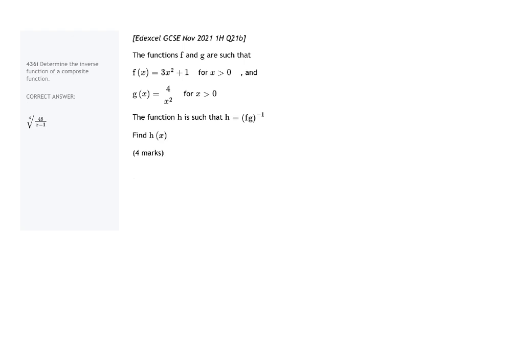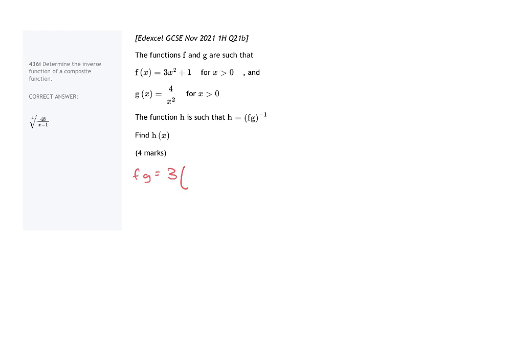Well, we're going to write f of g equals 3, and instead of x, I'm going to put 4 over x squared, and that is squared, and then plus 1. So just look at that for a second. I've just taken this function and put this into it, creating this. This looks a bit of a mess, so let's tidy this up a little bit.